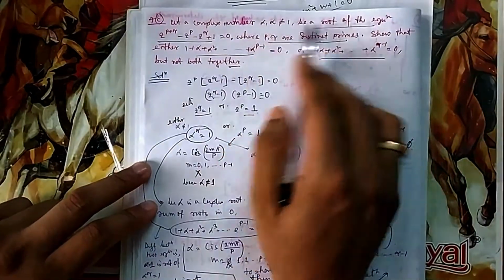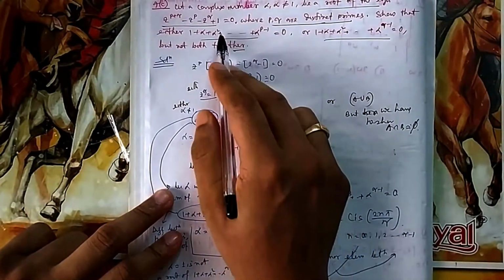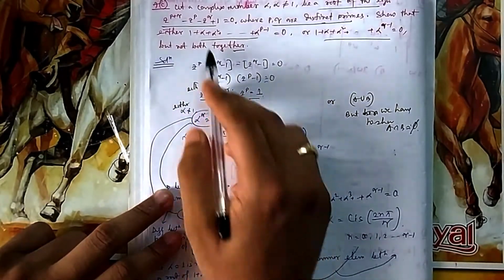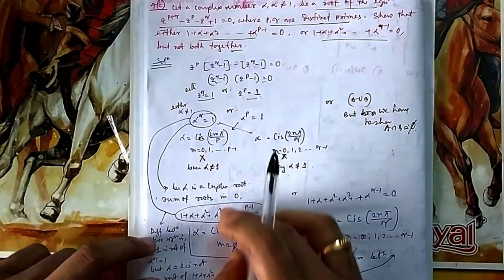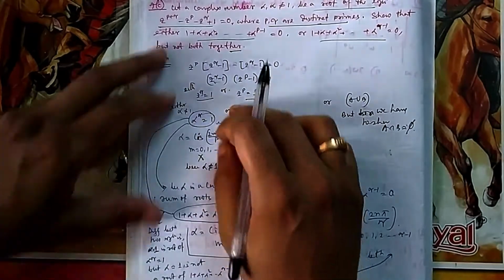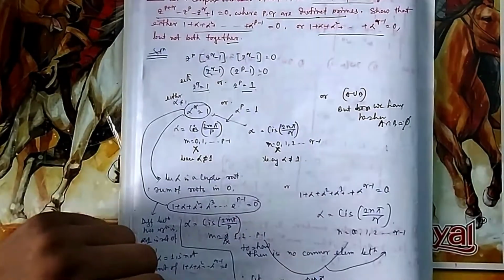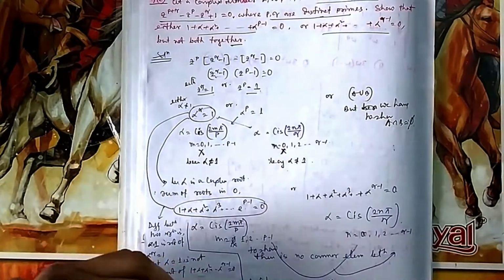So because alpha is the root of this one, alpha to the power q is equal to 1. Again alpha is the root of this one, alpha to the power p is 1. If you add all the roots, then it is always 0, we know. So both these are 0, that is okay. These two are proved. But you have to also prove that they are not occurring together. Together means they both cannot be 0 together.